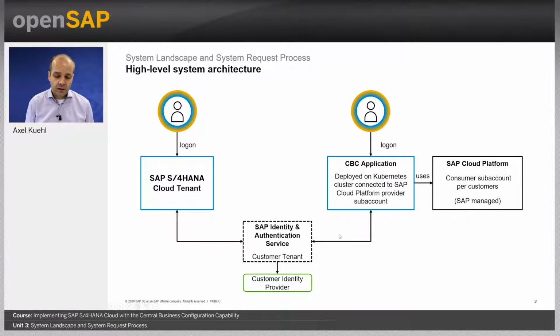As you can see, this architecture supports in principle single sign-on. That means that if you log on either to the S4 Cloud tenant or to the CBC application, you only need to log on once. You can, as a customer, provide another customer identity provider and connect this to the identity authentication service. This connection is then under customer control, while the other connections are SAP managed. So you as a customer do not need to take care which system is connected to where.